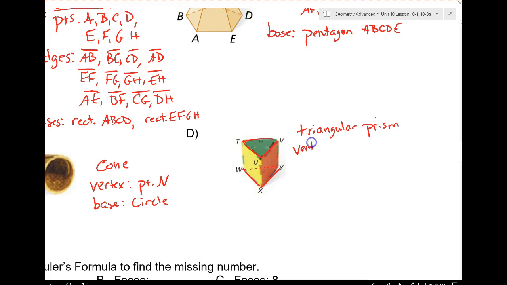What are your vertices, my friends? Should be points what? Make sure you label it so it's points. Commas are good here. T, U, V, W, X, and Y would be my points that I'd use for that. You also have to name edges. How many edges should I have?